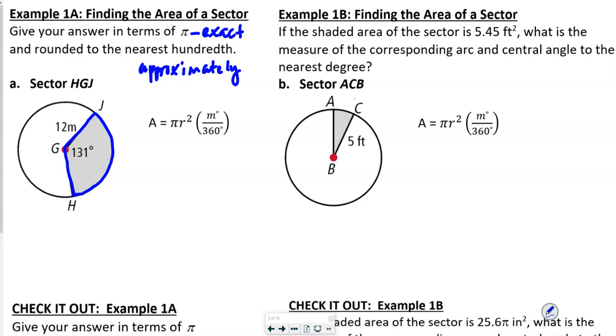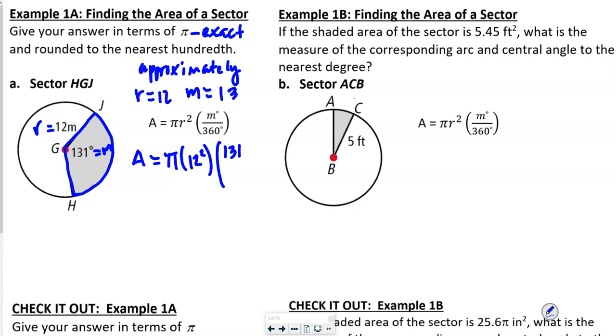So what we're going to do is multiply the area of the circle, which is pi times our radius, which is 12 squared. And then we're going to multiply that by 131, which is our m. This is equal to our m right here. This is equal to our radius. Can y'all see that? So if you want to, up here, put r equals 12 and m equals 131, okay? And that's our formula that we're going to use over and over again when we're talking about sector area, okay?